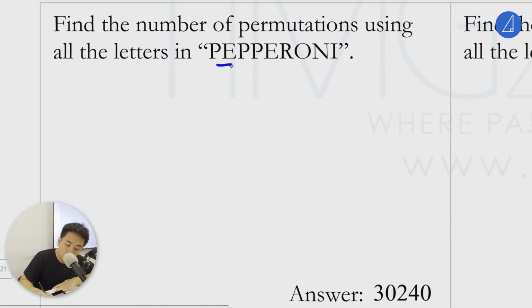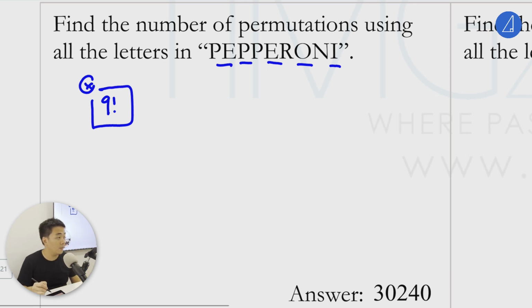Pepperoni here, we have 2, 4, 6, 8, 9. So we put 9 factorial, this is not the answer lah. Okay? Because there are distinct letters there. So you realize that, this is what I'll usually do, P, you have 3P.